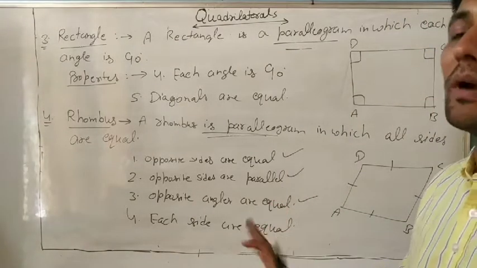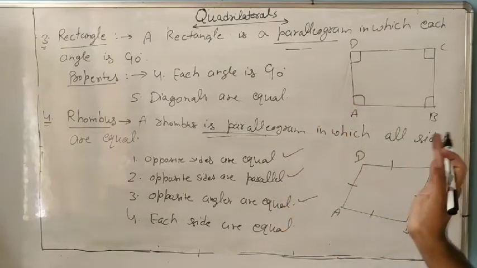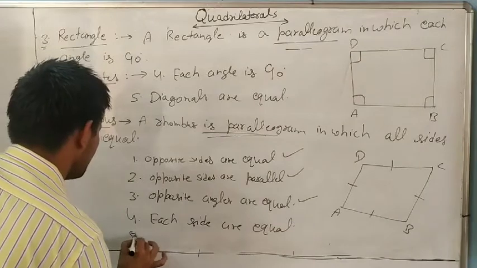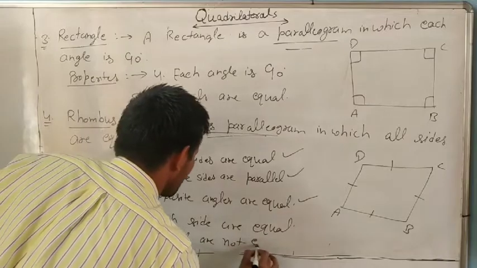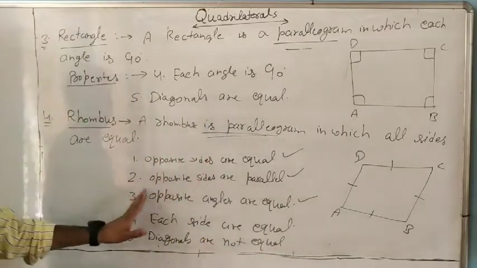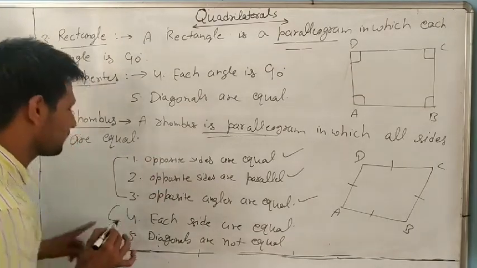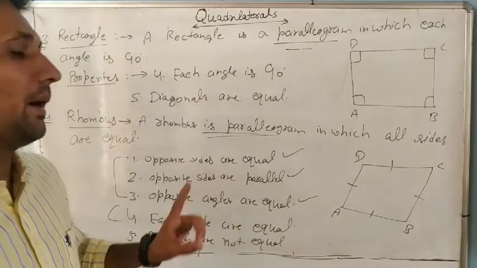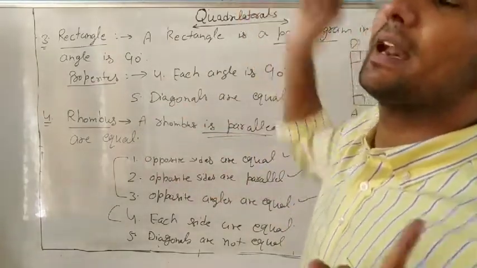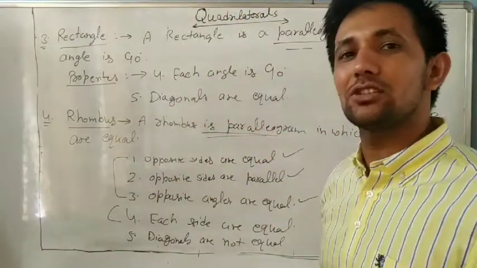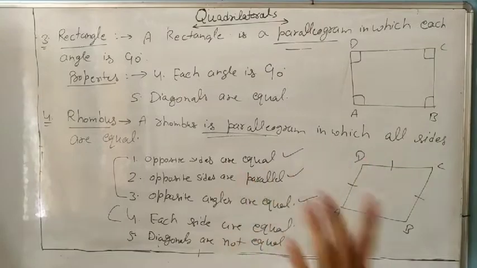Same as in a parallelogram, diagonals are not equal. Same as it, in a rhombus also diagonals are not equal. So you can write diagonals are not equal. So it is the rhombus, because a parallelogram has only these three properties, but here is one more, which one? Fourth, each side is equal, but in a parallelogram each side is not equal. So every rhombus is a parallelogram. Understand? And every rectangle is also a parallelogram. But every parallelogram is not a rectangle, and every parallelogram is not a rhombus also.